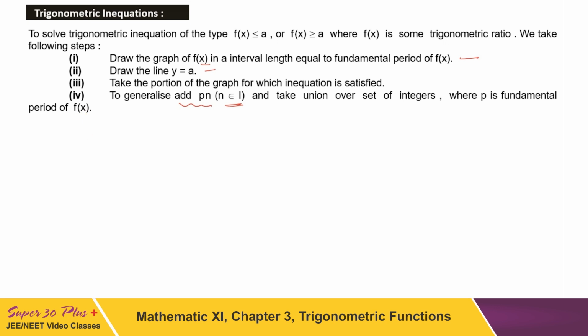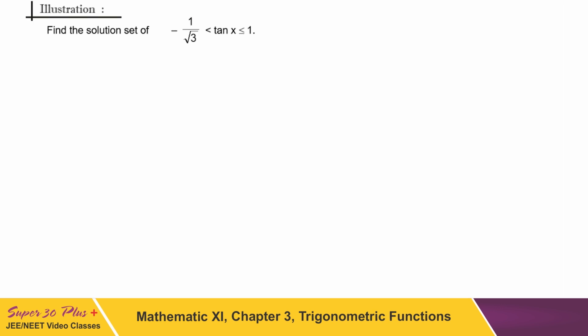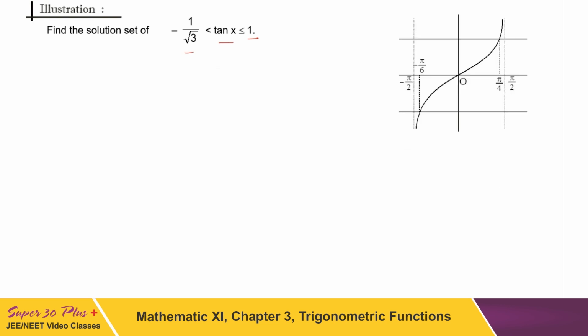Students, let's see one example. Find the solution of tan x greater than minus 1 by root 3 and less than or equal to 1. According to the rule, first of all, we have to draw the graph of tan x and plot the line of y is equal to 1 and y is equal to minus 1 by root 3. Students, here is the graph. This is the graph of tan x and it is the line y is equal to 1 and it is the line y is equal to minus 1 by root 3.